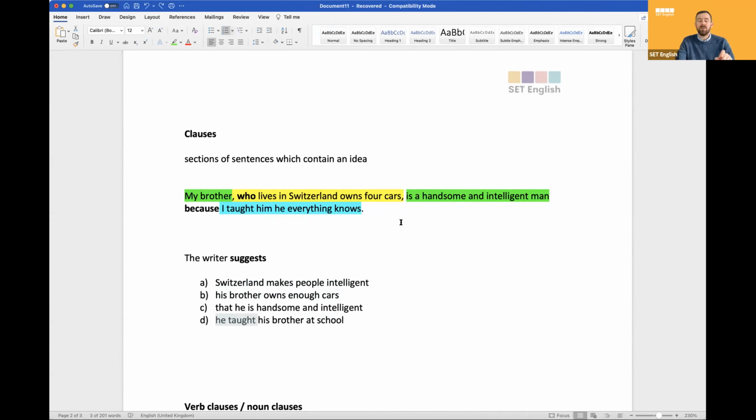You've got to get to the point of a sentence. And to get to the point of the sentence, you've got to be able to recognize the ideas and how those ideas are connected.